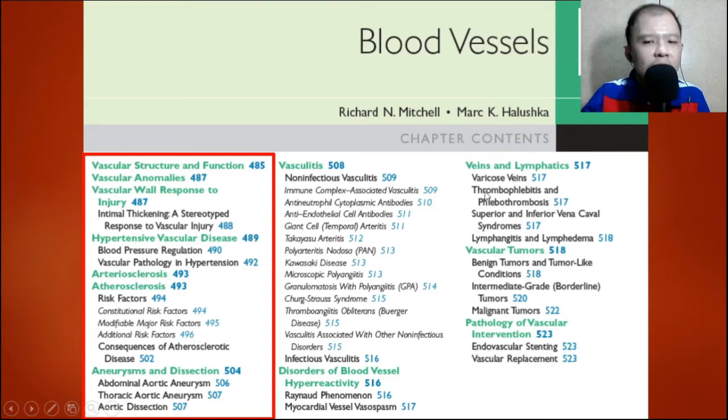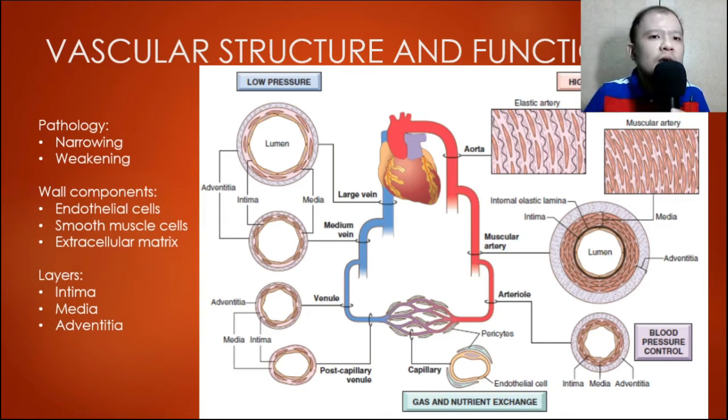The basic pathology in the blood vessels talks mainly about the narrowing and at the same time the weakening of the blood vessels. As we know from your lesson in histology, the blood vessels are composed of basically three layers. They may be absent in some blood vessels, such as in the capillaries.